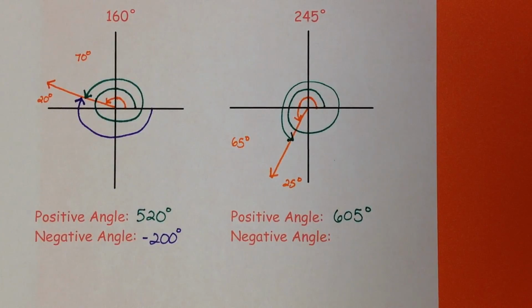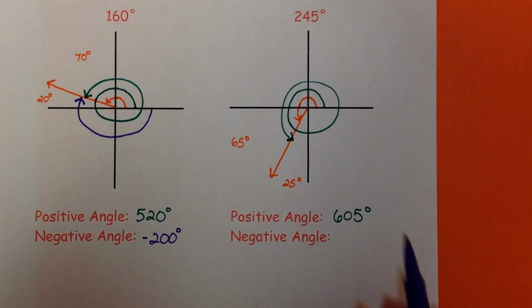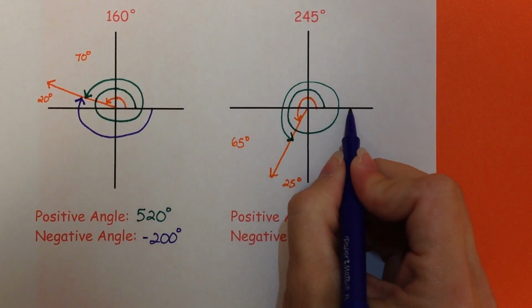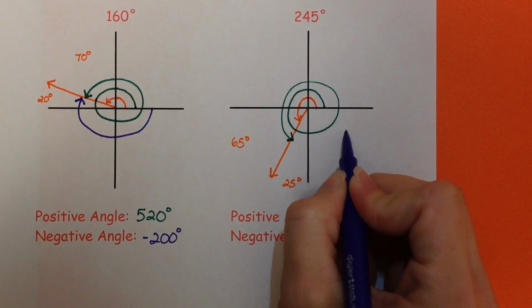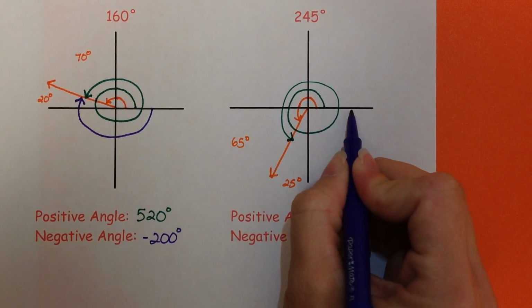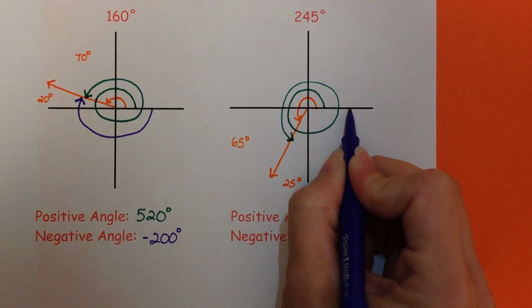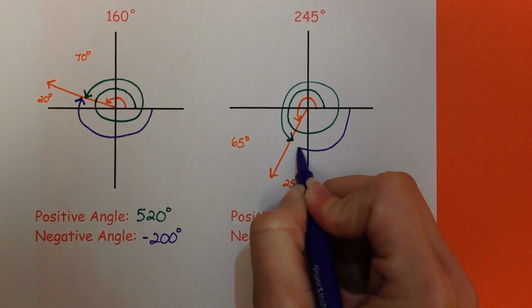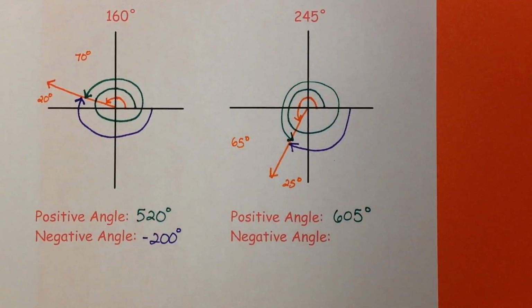Okay, now my negative angle. So I'm going to start at the positive end of my x-axis, but go clockwise this time, since I'm looking for a negative coterminal angle. Again, you can stop as soon as you get there.